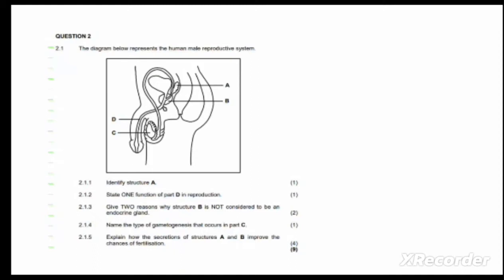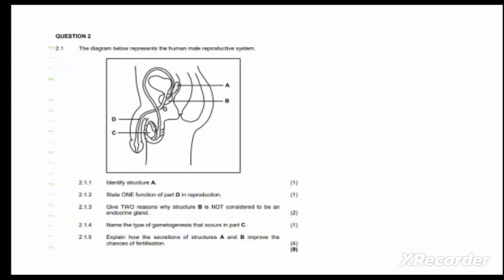Today we are going to answer questions under the topic of human reproduction. The first set of questions says that the diagram below represents the human male reproductive system. At A we have the seminal vesicle. At B we have the prostate gland. Under B there we have the corpus gland, and then we have that long tube that is the sperm duct. At D we have the urethra. At C we have the testes.